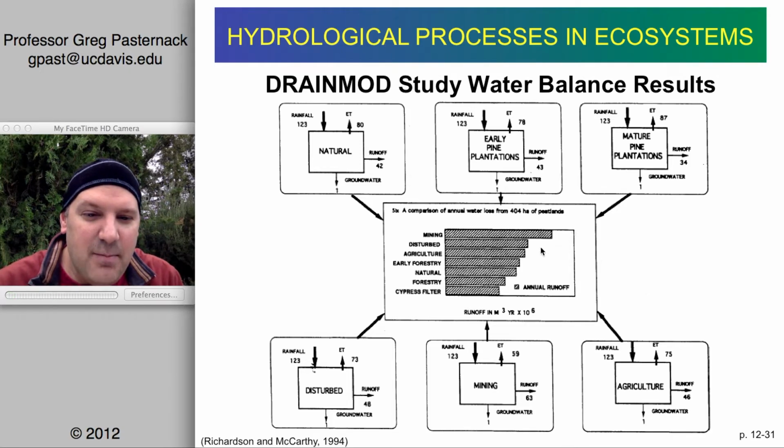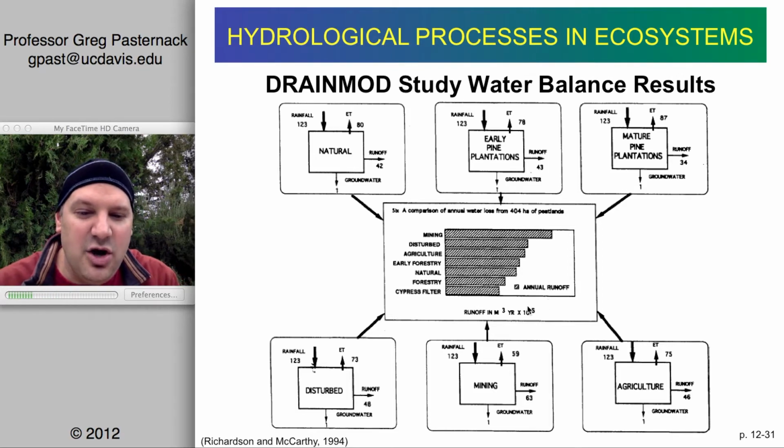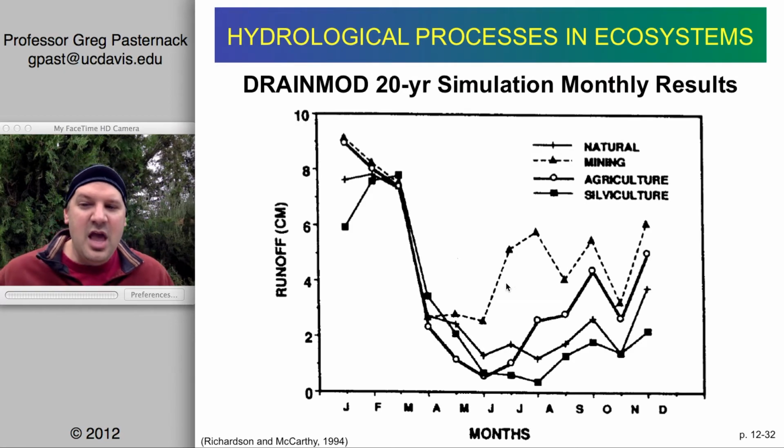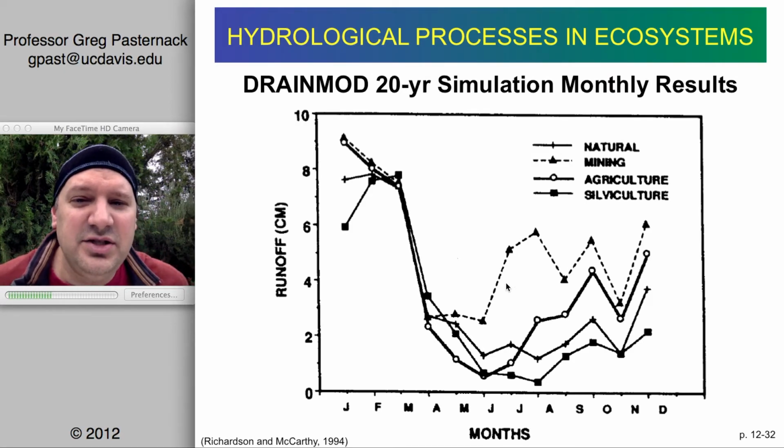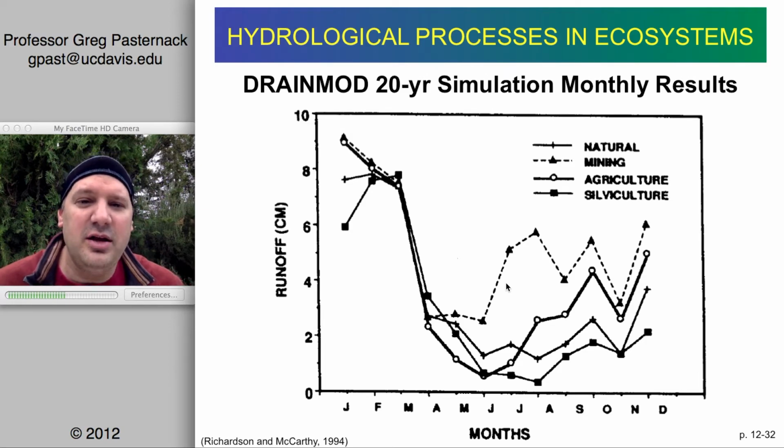This bar chart in the middle focuses just on the runoff side and gives you the total amount in cubic meters, times a million. And so you could just see, relatively speaking, mining has the greatest runoff by far, and then the forested condition has the least. If we look at how these fluxes change, we can run this MODFLOW simulation over a 20-year period and look at the monthly average results.